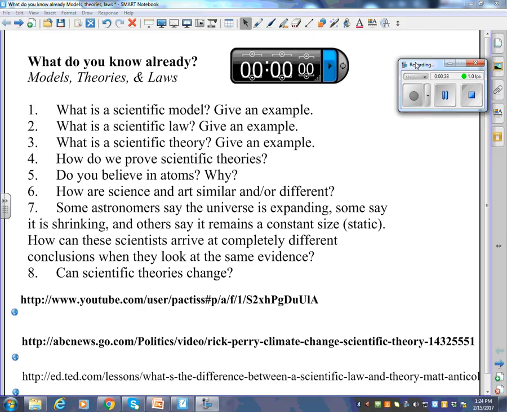Okay, Jonathan, you with me? Okay, so number one, what is a scientific model? Give me an example. Any volunteers? I'm not talking about the guy that wears the lab coat on the front of the science equipment catalog, not that kind of model.